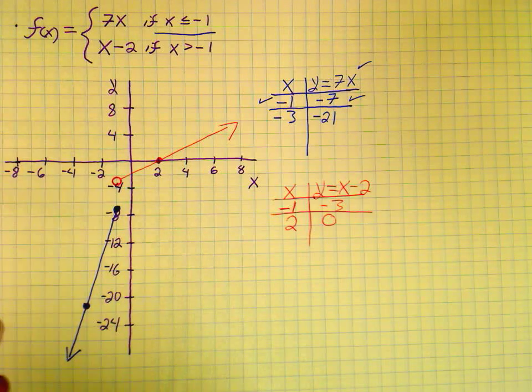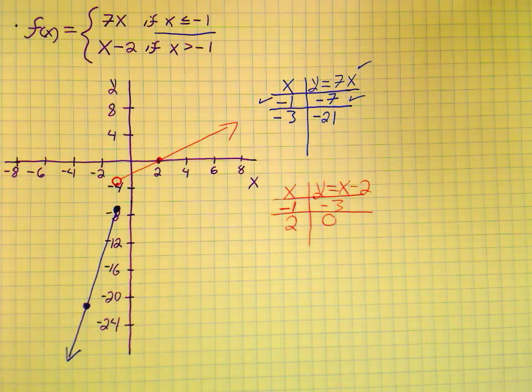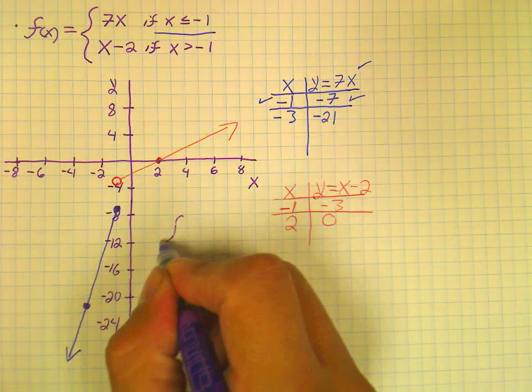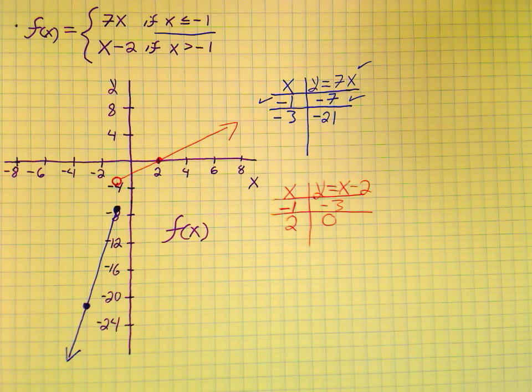Now it's important to understand that those two pieces come together to give me the graph of f of x. So both pieces combined produce one function, f of x.